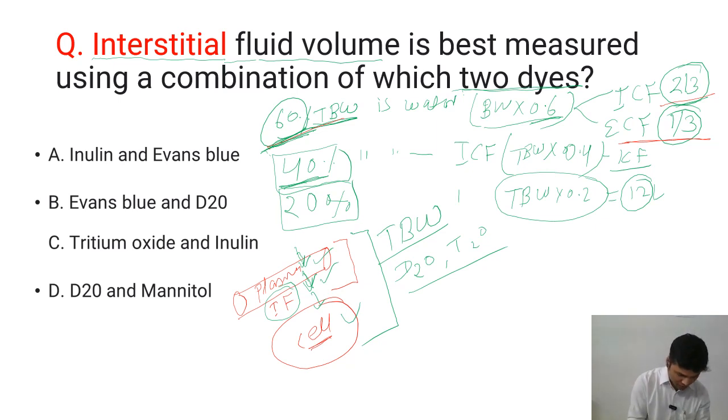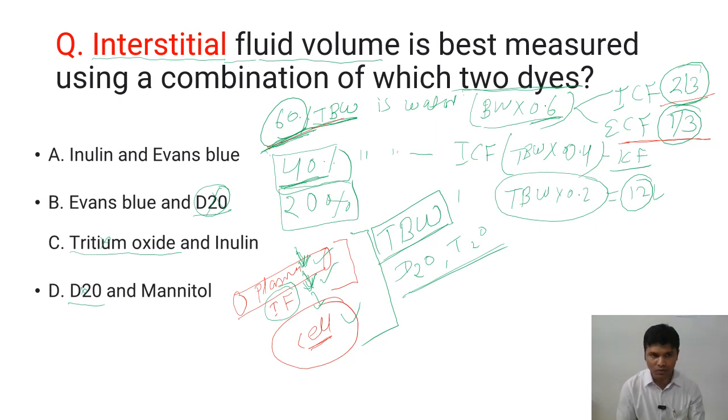So here we have the option of tritium oxide and D2O. These are the options, but this can't be our answer because these are for calculating total body water. This dye can go freely to all compartments, easily distributed to all compartments. So for total body water, just keep in mind we can use D2O and T2O, tritium oxide.